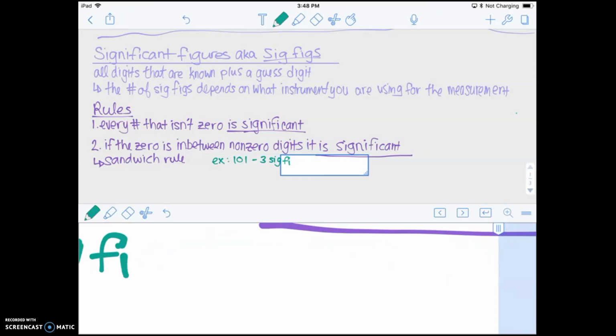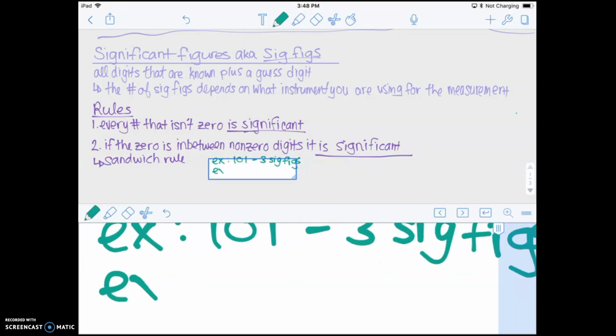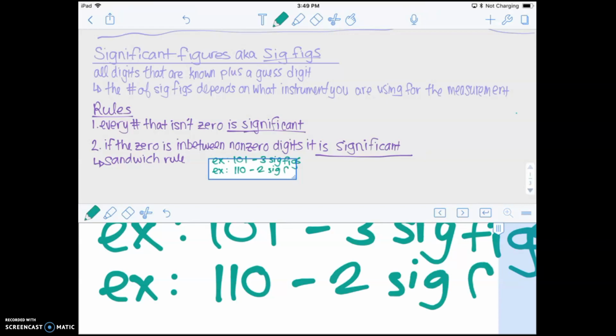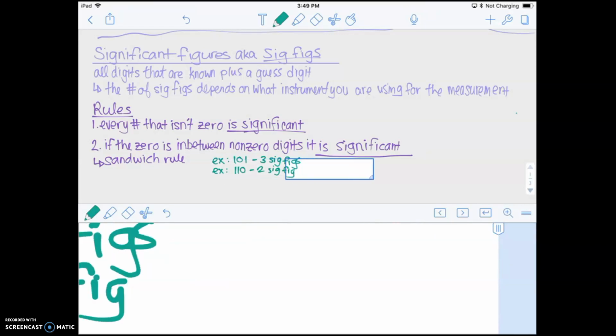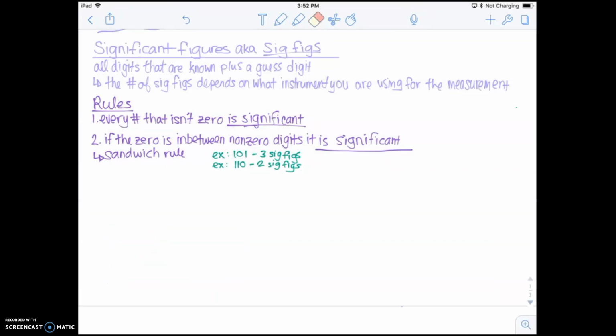Let's see if I can fit that in there. So 3 sig figs. If your number, however, was, let's say, 110, that 0 is not sandwiched in between. It's just kind of chilling at the end there. So this one only has 2 sig figs. Again, if you are confused right now, that's totally okay. We're on rule 2.